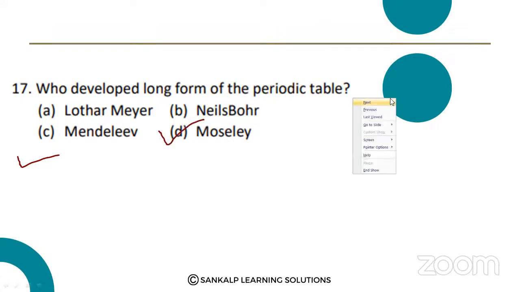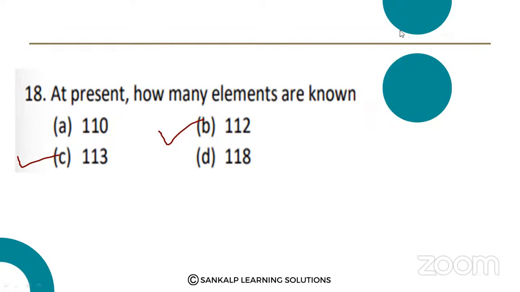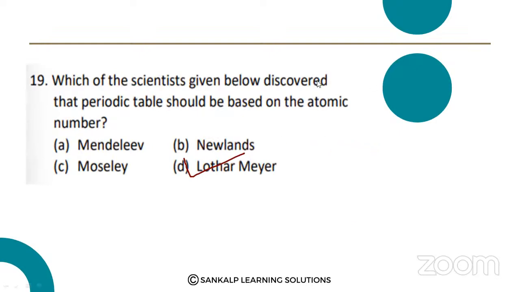Last one question. At present, how many elements are known? A, 110. Option D, 118. Yes, 118 elements are known. So at present, we know 118 elements. So which of the scientists given below discovered that periodic table should be based on the atomic number? A, Mendeleev, B, Newland, C, Moseley, D, Lothar Meyer. Option C, Henry Moseley. Yes. He said that the periodic table should be based on atomic number.